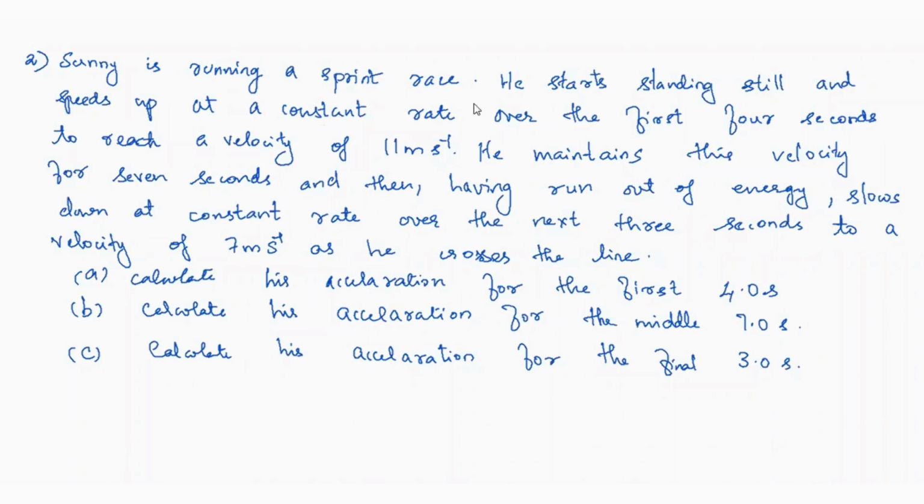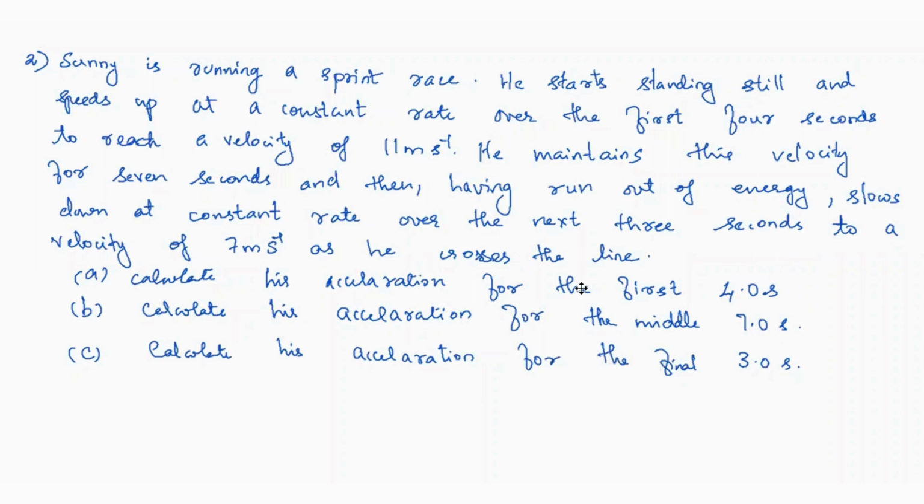Sunny is running a sprint race. He starts standing still and speeds up at a constant rate over the first 4 seconds to reach a velocity of 11 meters per second. He maintains this velocity for 7 seconds and then, having run out of energy, slows down at a constant rate over the next 3 seconds to a velocity of 7 meters per second as he crosses the line.